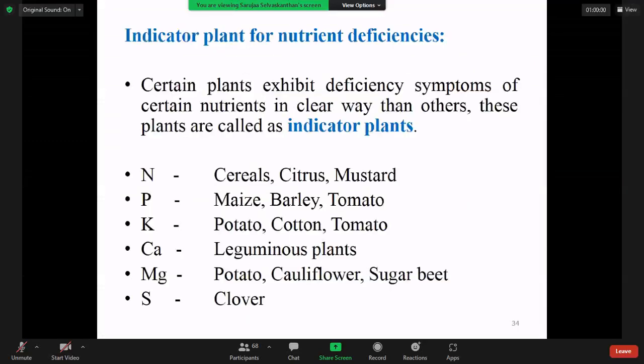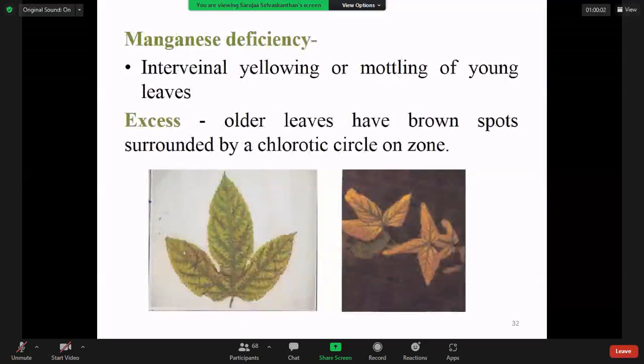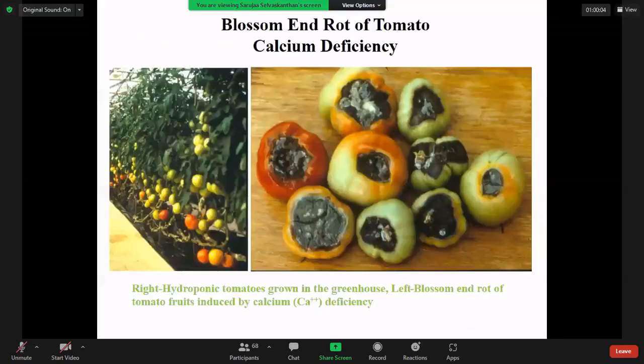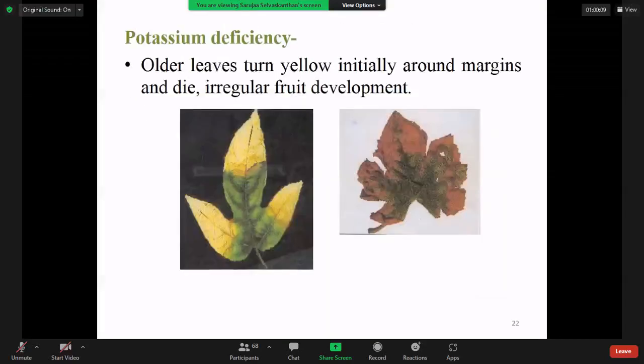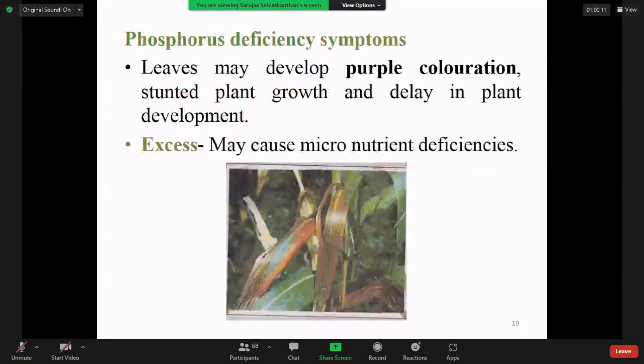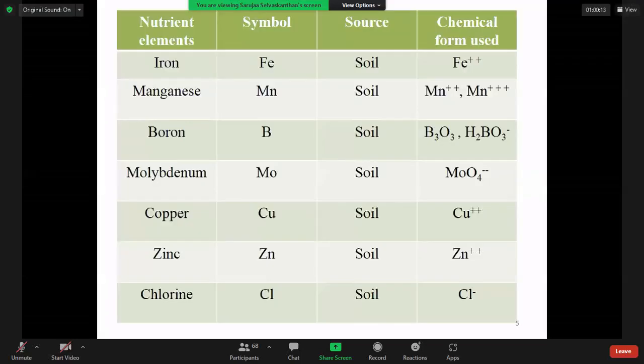Until then, can anyone briefly summarize from the starting slides?